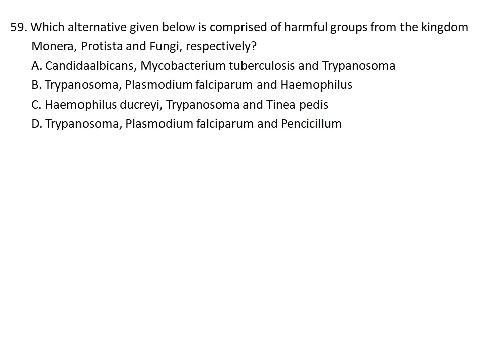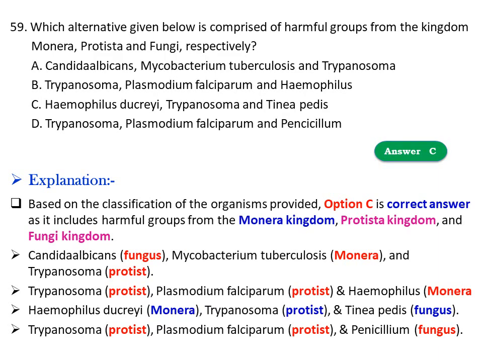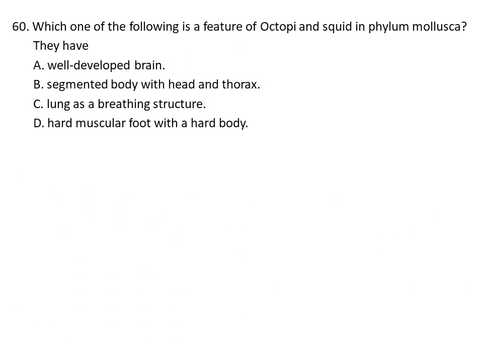Question number 59. Which alternative given below is considered a harmful group of kingdom Monera, Protista, and fungi, respectively? So that should be C. Haemophilus, Trypanosoma, and Tinea are the Monera, Protista, and fungi kingdoms, respectively. We can look at A, which only contains some of them, but C correctly represents the kingdoms Monera, Protista, and fungi harmful groups, respectively.